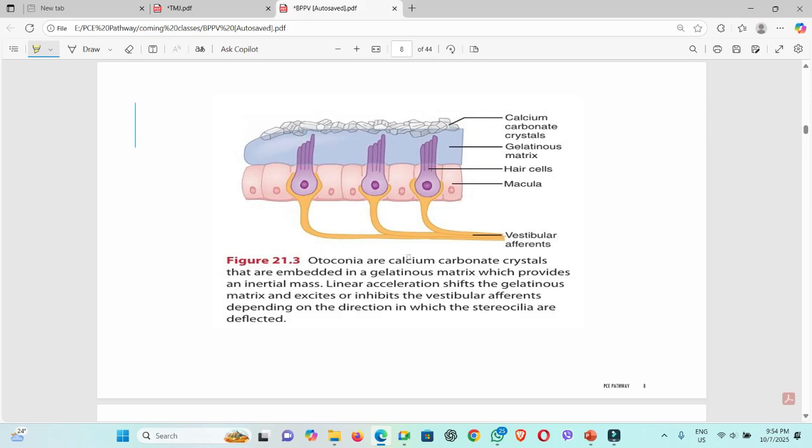Otoconia are calcium carbonate crystals that are embedded in a gelatinous matrix which provides an inertial mass. Linear acceleration shifts the gelatinous matrix and excites or innervates vestibular afferents depending on the direction in which stereocilia are deflected. These are calcium carbonate crystals, gelatinous matrix, hair cells, macula.